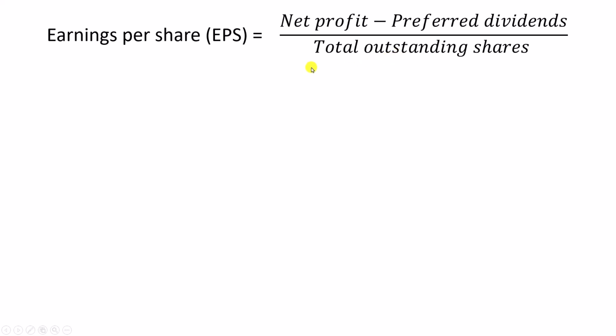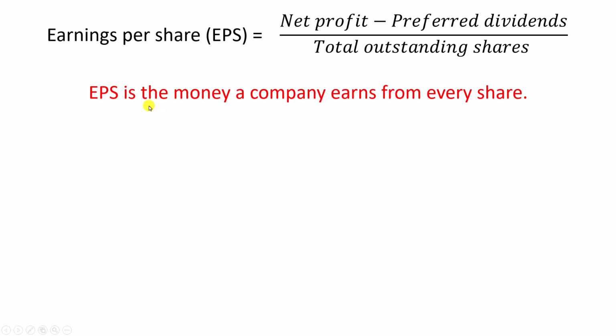Now, what does the EPS say? What does it give an idea about? EPS is the money a company earns from every share. It tells you how much money a company has made from one share.